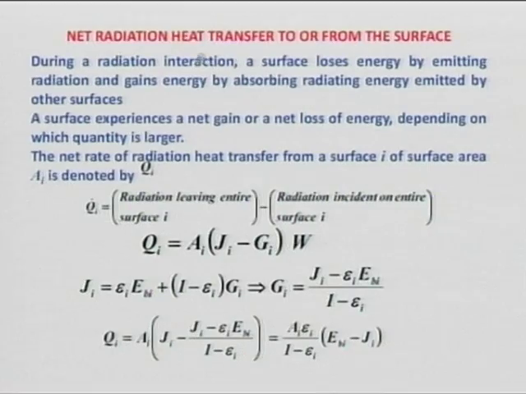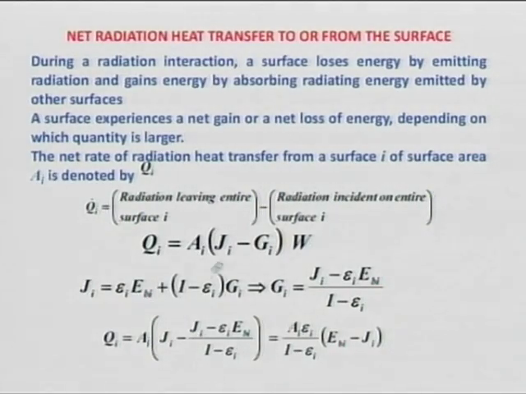So in an interaction what we have to do, Qi is nothing but radiation leaving the entire surface i minus radiation incident on the entire surface. So Ai Ji represents radiation leaving. What is J? Again let us not lose sight, J is epsilon Ebi plus rho Gi. Again there is a G here, minus radiation incident on the entire surface, Ai Gi. Okay, so this aspect has to be clarified.